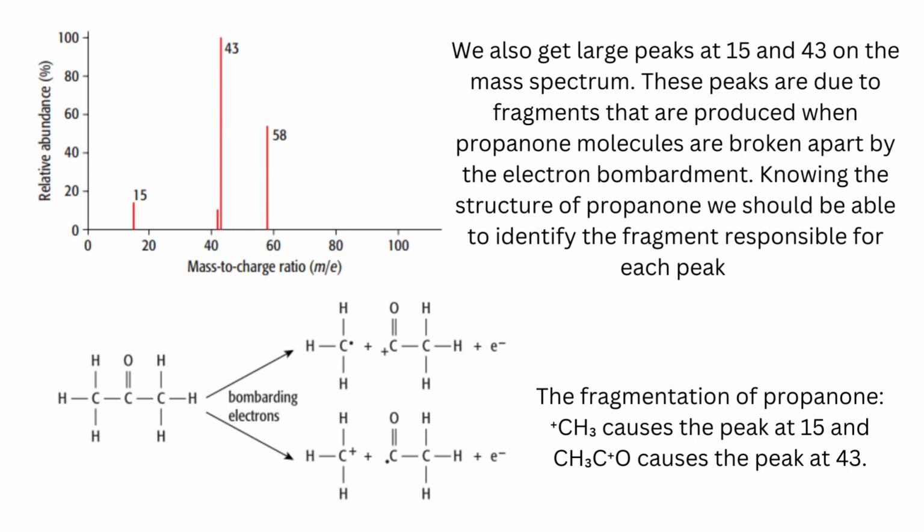We also get large peaks at 15 and 43 on the mass spectrum. These peaks are due to fragments that are produced when propanone molecules are broken apart by the electron bombardment. Knowing the structure of propanone, we should be able to identify the fragment responsible for each peak. The fragmentation of propanone: CH3+ causes a peak at 15 and CH3CO+ causes a peak at 43.